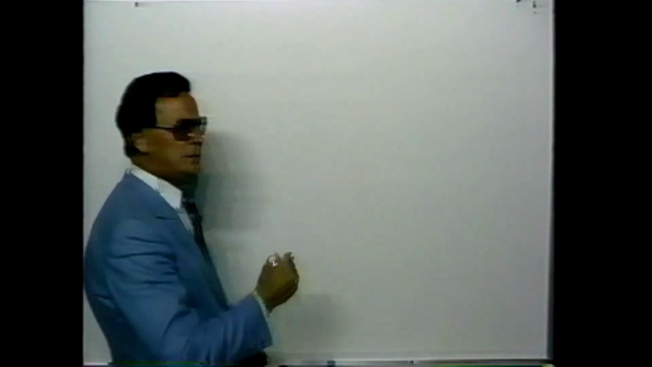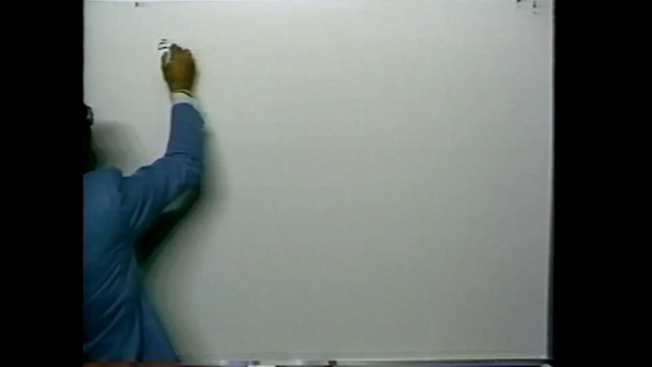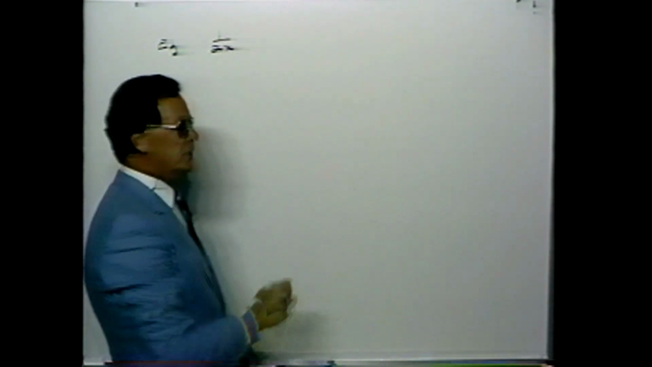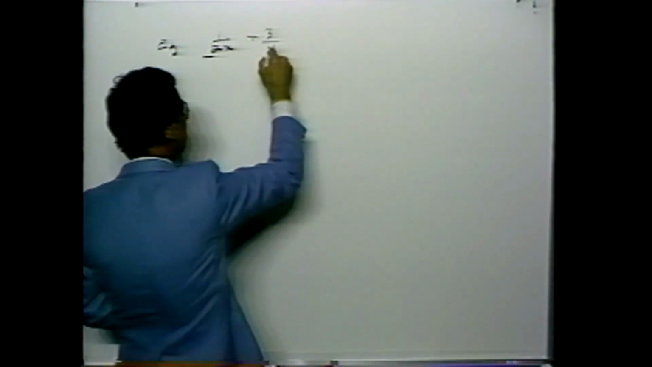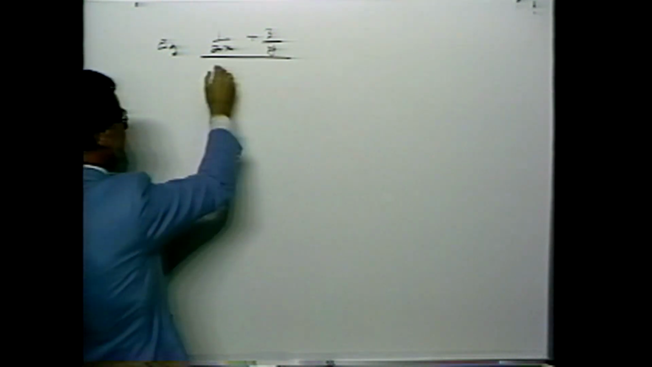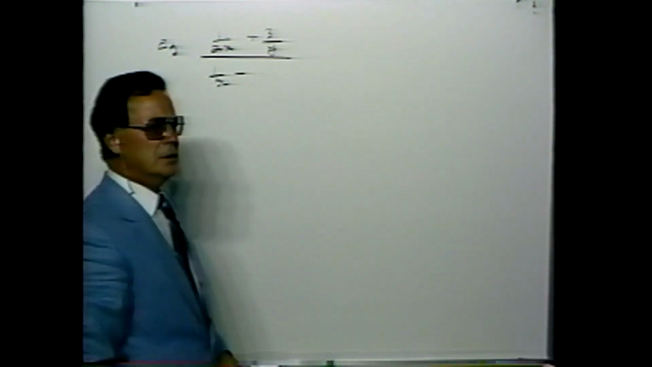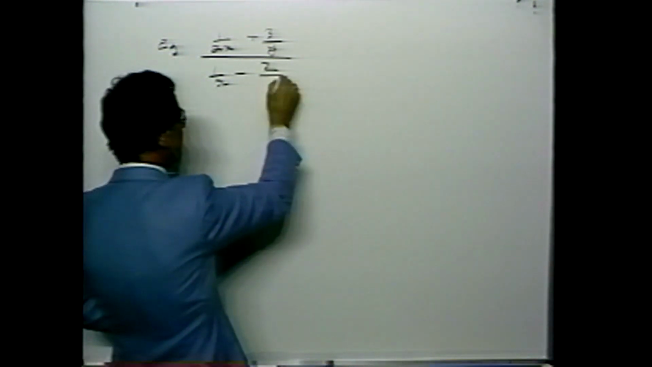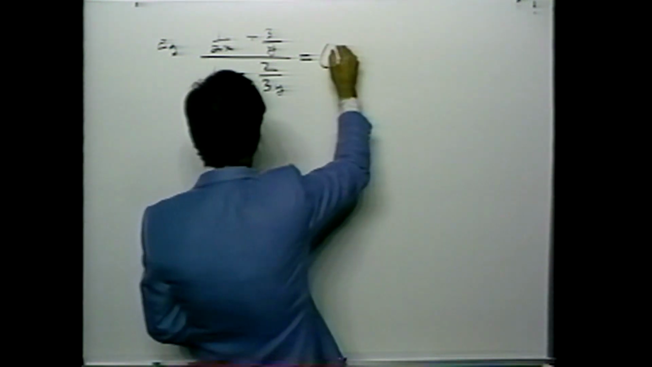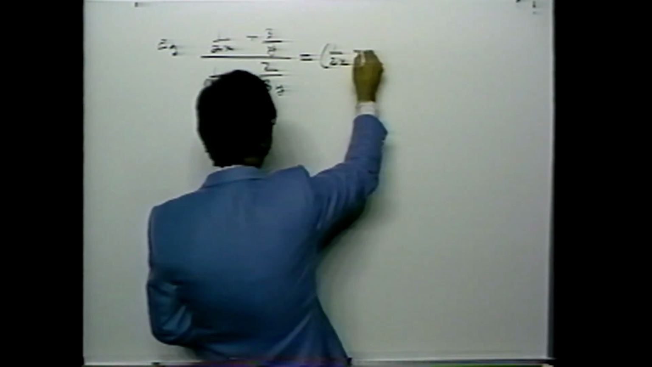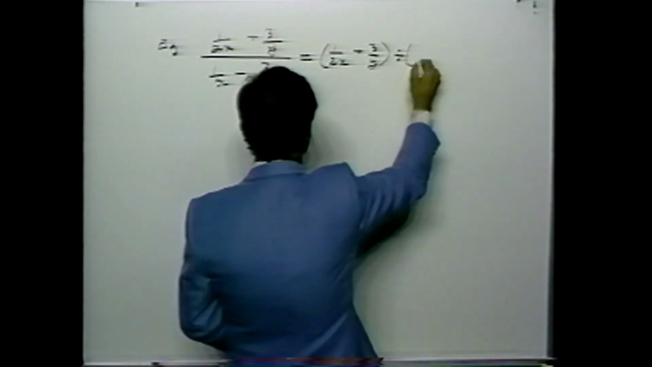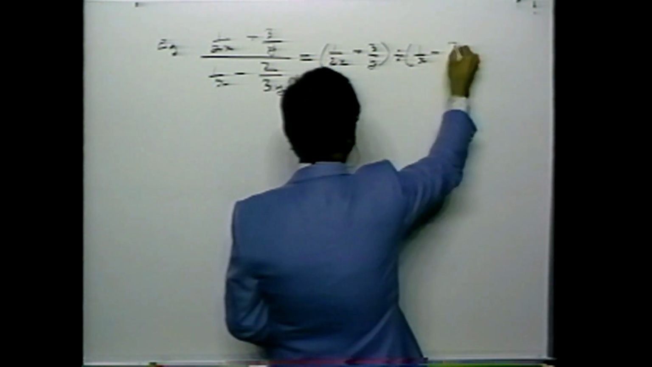In another example, we have (1 over 2x plus 3 over y) over (1 over x minus 2 over 3y). This means that the numerator, 1 over 2x plus 3 over y, is divided by 1 over x minus 2 over 3y.